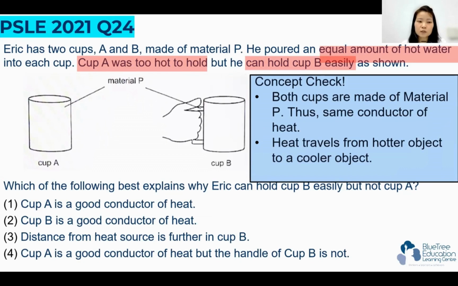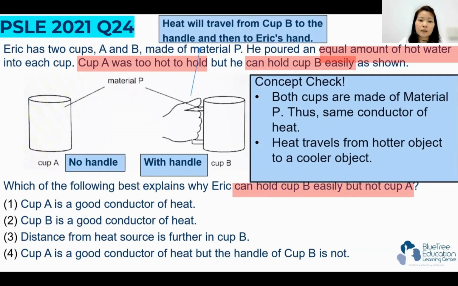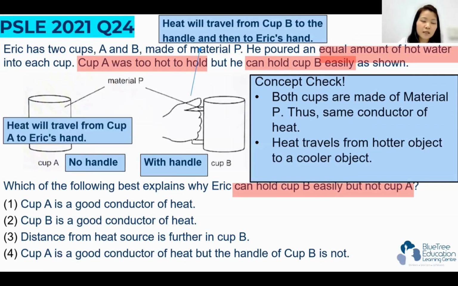Now, if you take a look at this question here, which statement best explains why Eric can hold cup B easily but not cup A? This is the key thing. If you notice, cup A has no handle, cup B has a handle. If you click further, remember for cup B, heat will travel from cup B to the handle, then to Eric's hand. If you take a look at cup A, the heat will travel from cup A to Eric's hand.